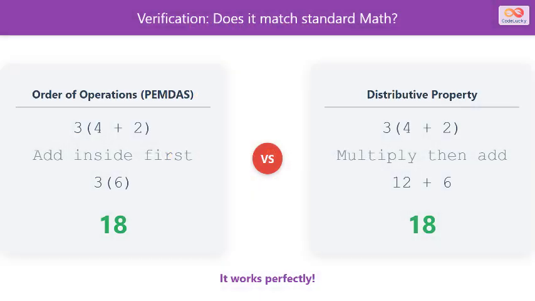You might be wondering, why not just add the numbers inside first? You absolutely can when you have only numbers. Using the order of operations, 4 plus 2 is 6, and 3 times 6 is 18. As you can see, the distributive property gives us the same answer, confirming that it is mathematically valid.